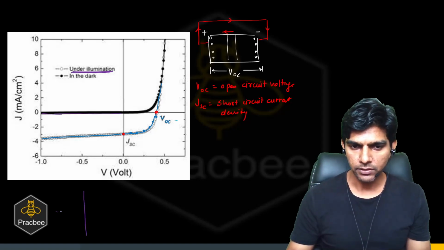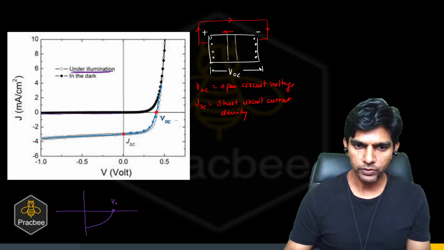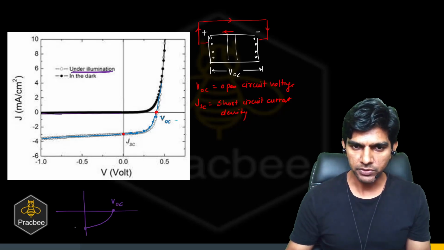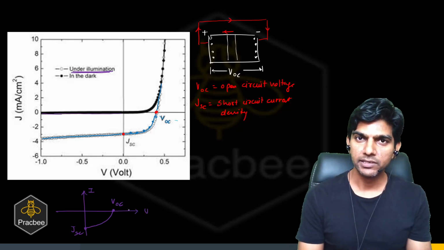Usually, such a question was asked in JEE Mains, where they have given this graph and they ask which diode this graph represents. So now you know it is a solar cell, right? I hope the concept of solar cell is clear.